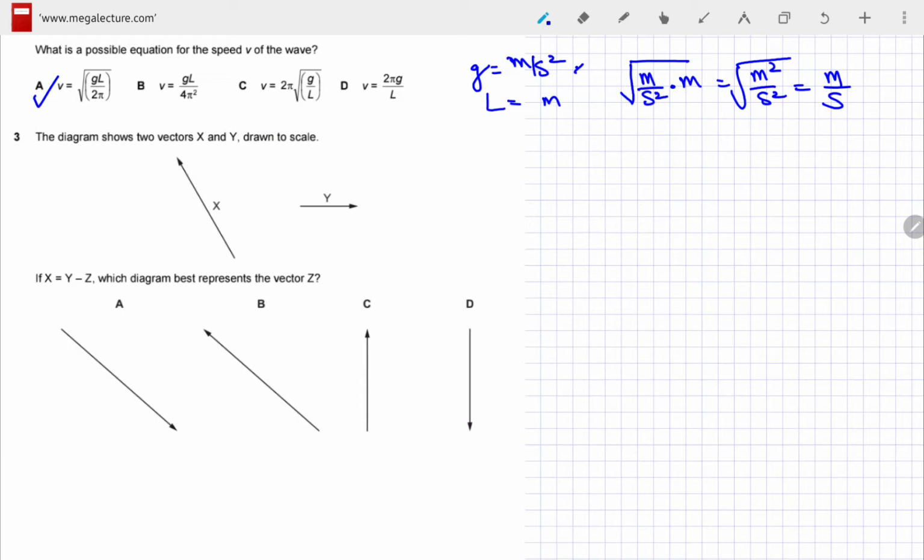Moving on to question number 3, we have two vectors x and y, and we are given that x is equal to y minus z. Which vector represents the vector z? We can write this equation as y is equal to x plus z. So what do I add to x to get a resultant y in this direction? This is my x and this is my y, so I have to add something like this. That means the vector z is answer number A.